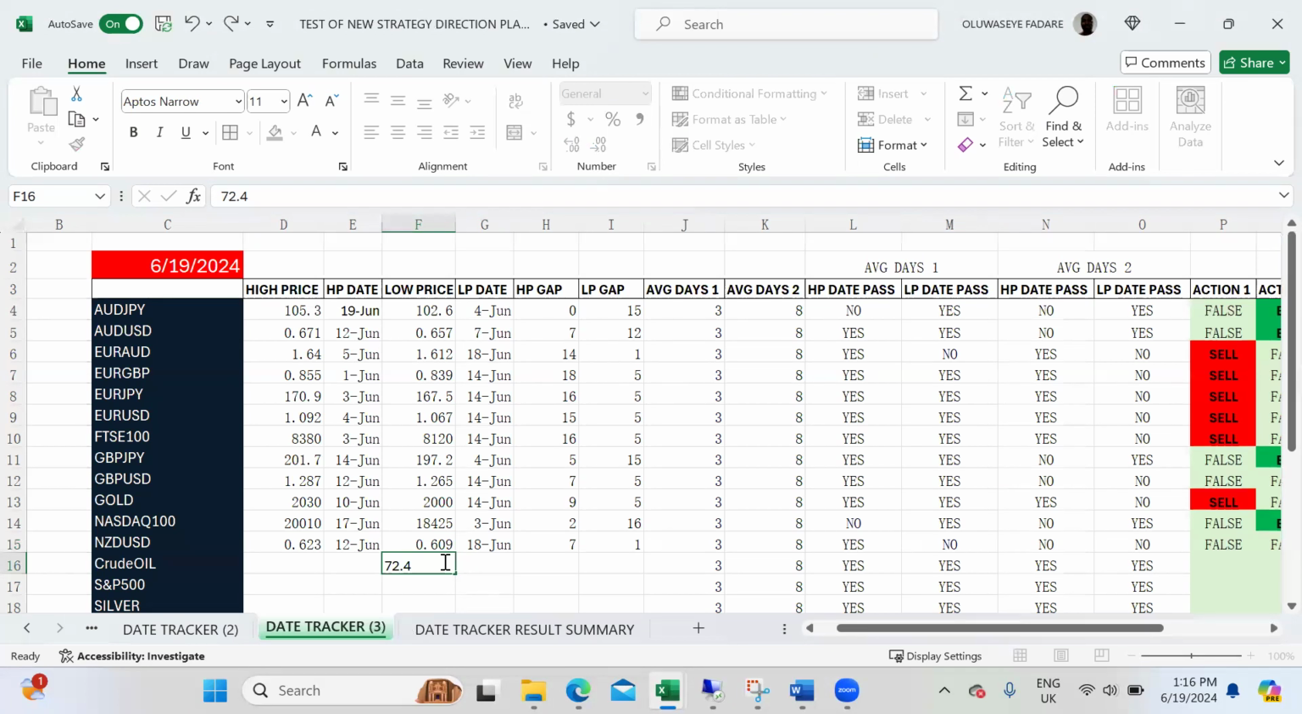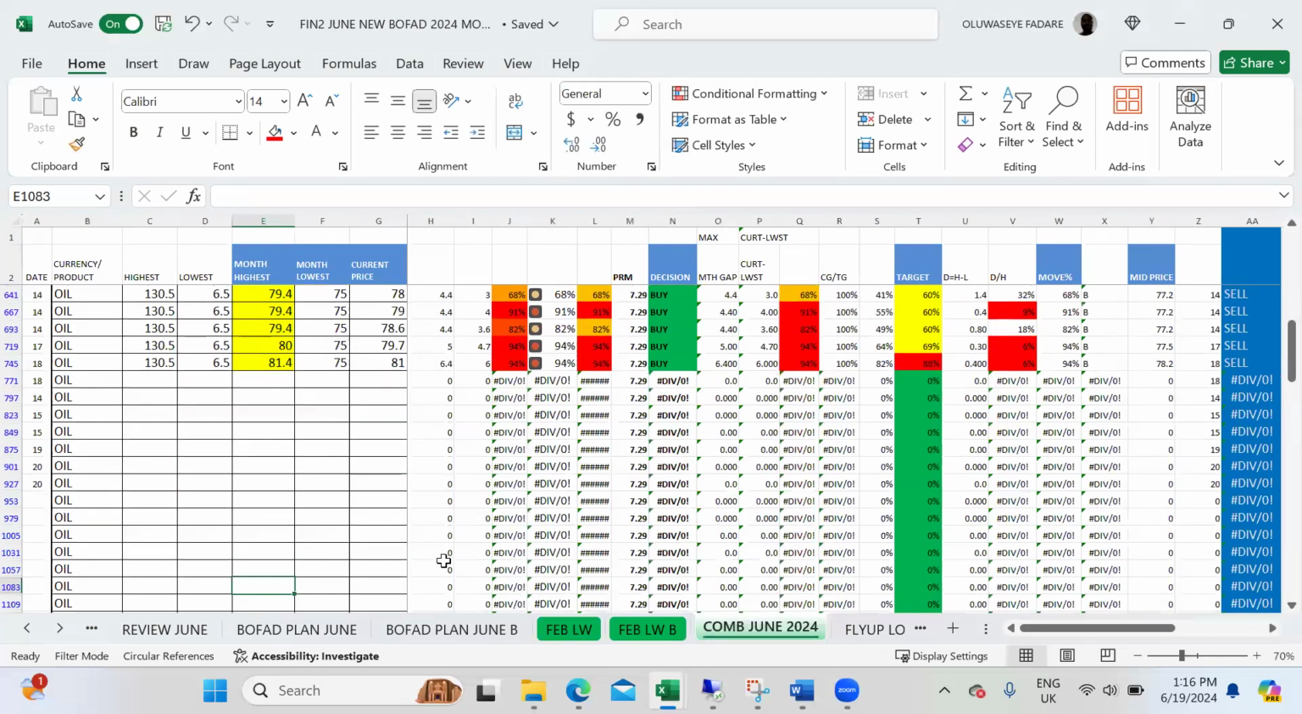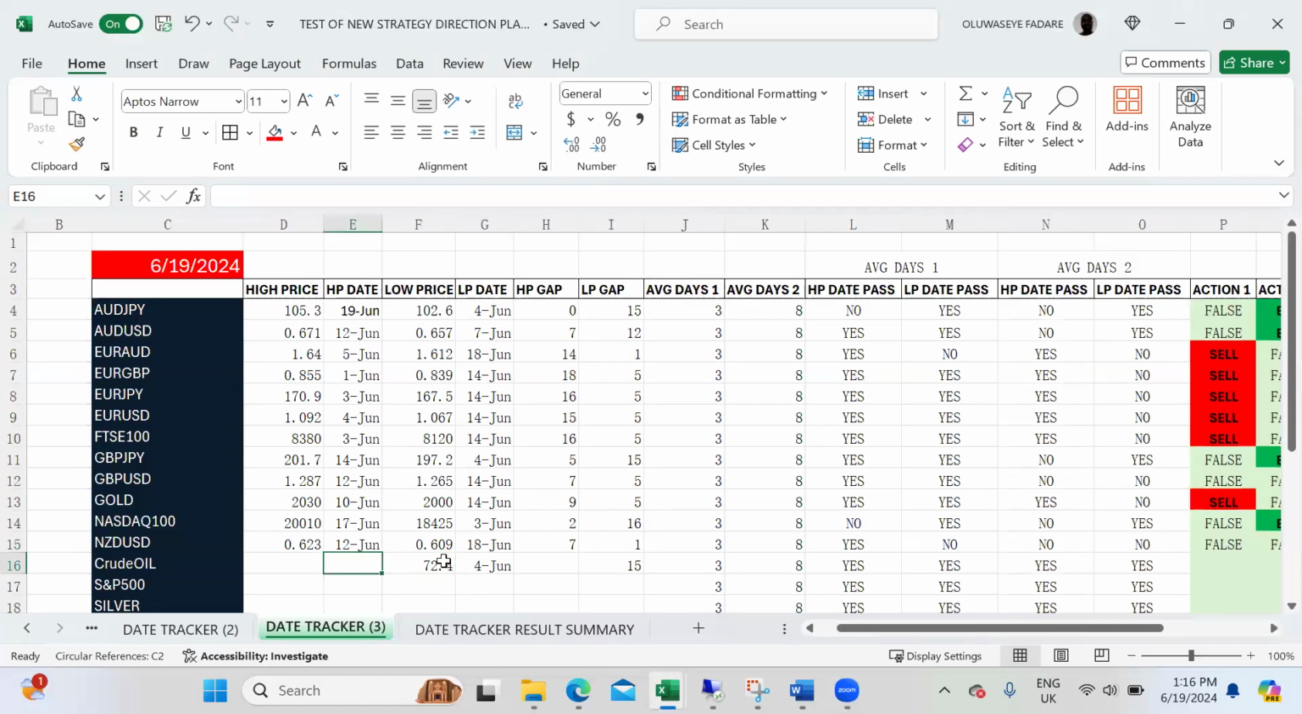Okay, so let's look at the highest price and see when it was achieved. Okay, so for the highest price, I think we have 81.4 now, and it was achieved on the 18th. So having inputted that information, let's look at the result of the market. From this information, the result is going to give us a buy.